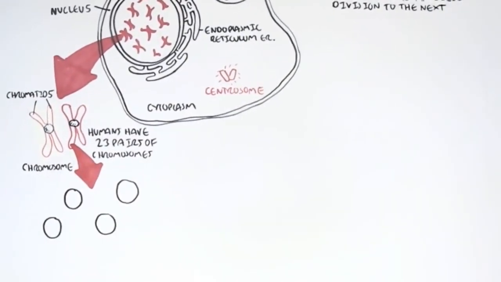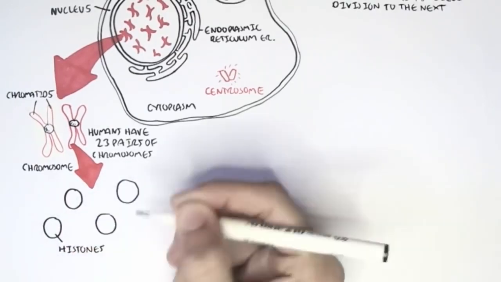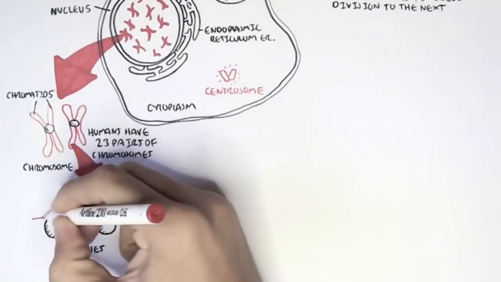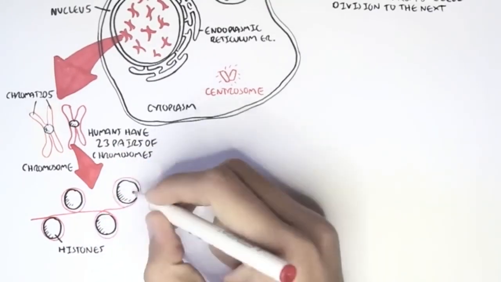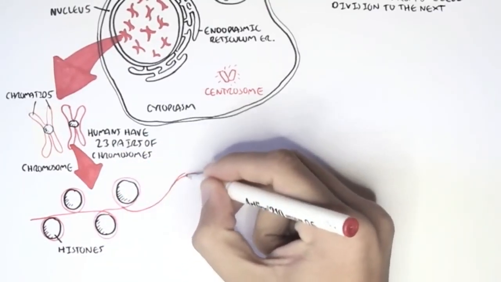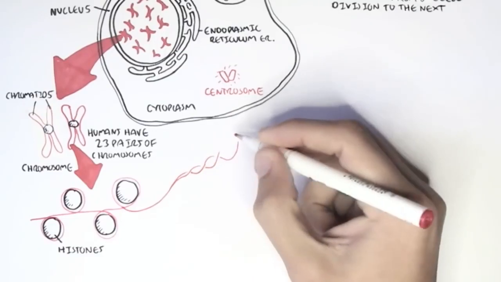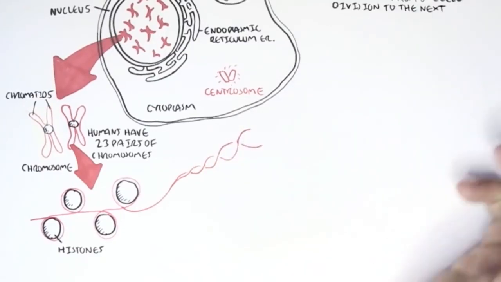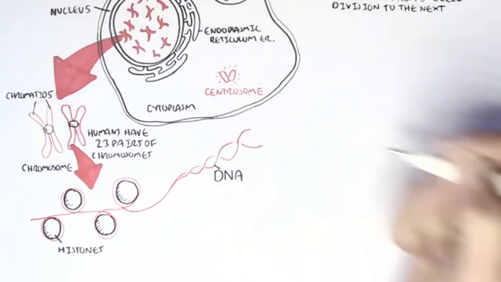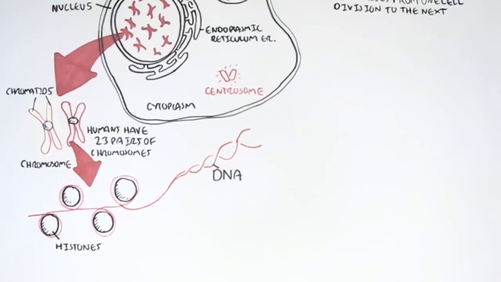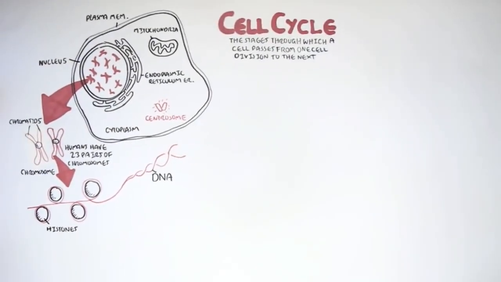Now within these chromosomes, if we zoom in, we have these proteins called histones, which help package our long DNA very nicely. So here is our DNA wrapping around the histones, which make up the chromosome. Now it is important to understand that we have 23 pairs of chromosomes, which means 46 chromosomes. Keep that in mind.